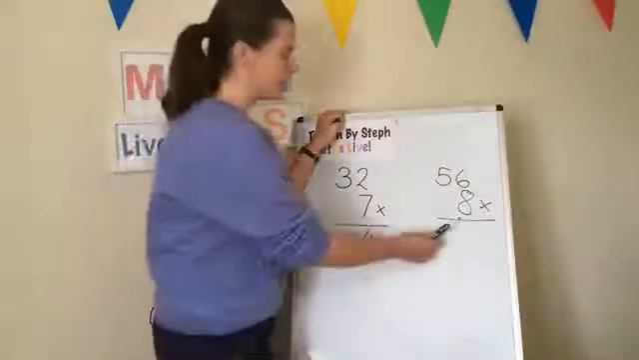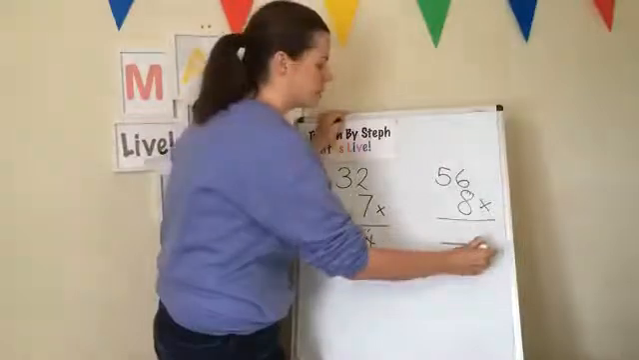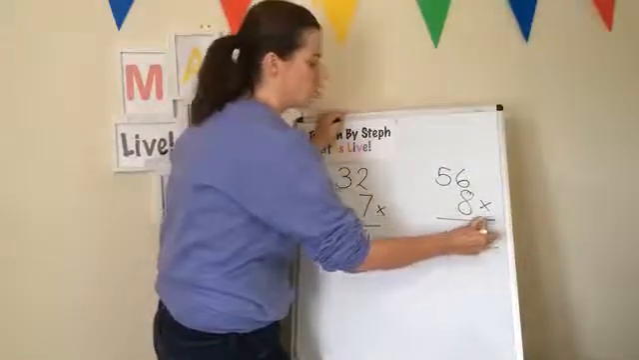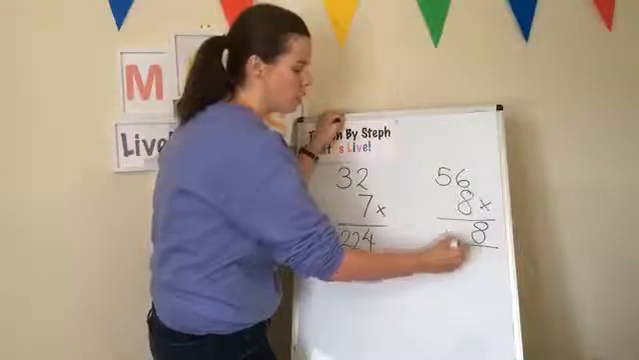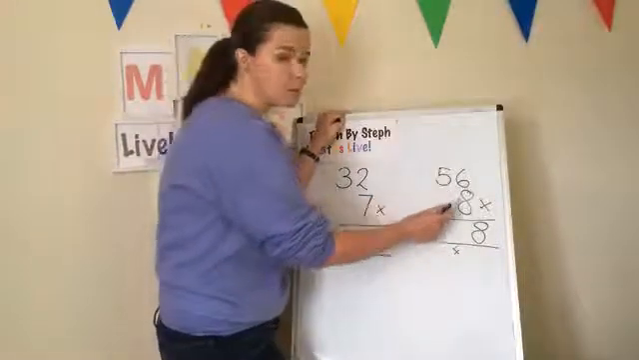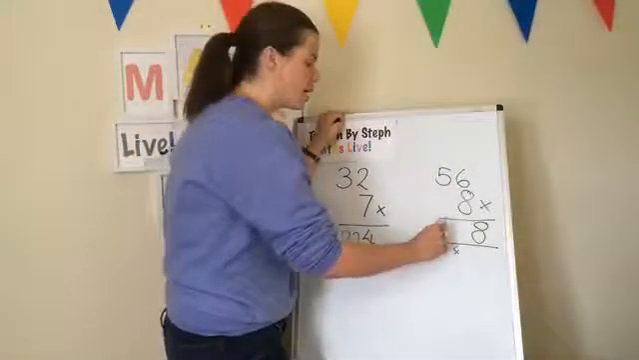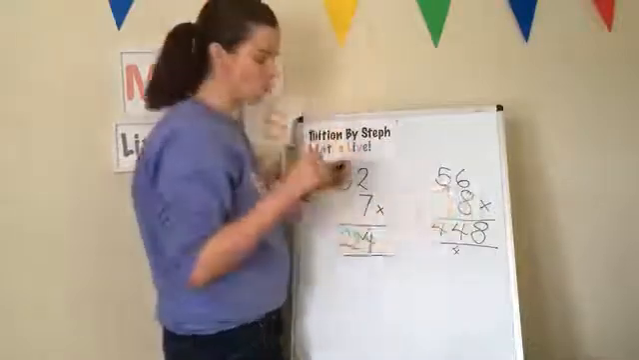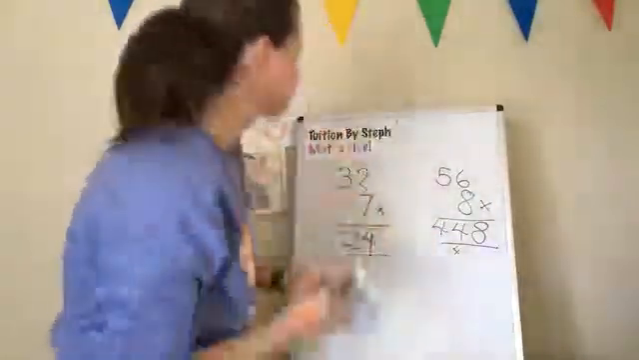Same with this one. 8 times 6, 6 8s are 48. So you've got your 8 in the ones, and then you remember your 4. You can either write it below or write it underneath. And then 5 times 8 is 40, plus your 4 is 44. So the answer to that one is 448.